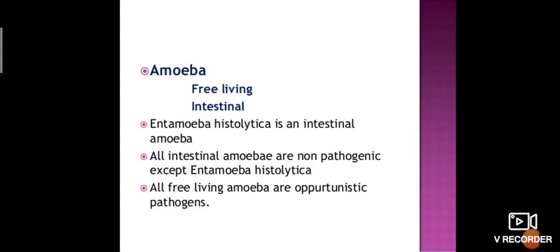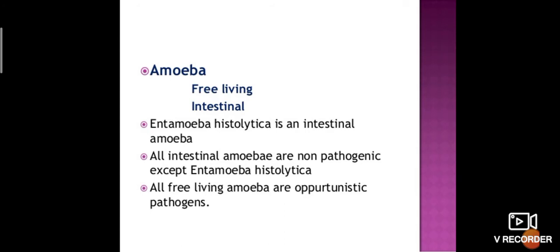Entamoeba histolytica causes dysentery by invading the mucosa and submucosa layers of the large intestine in human beings. Entamoeba histolytica are commonly found in tropical and subtropical countries. So, amoeba are of two types. First is free living and second is intestinal. Entamoeba histolytica is an intestinal amoeba. All intestinal amoeba are non-pathogenic except Entamoeba histolytica.